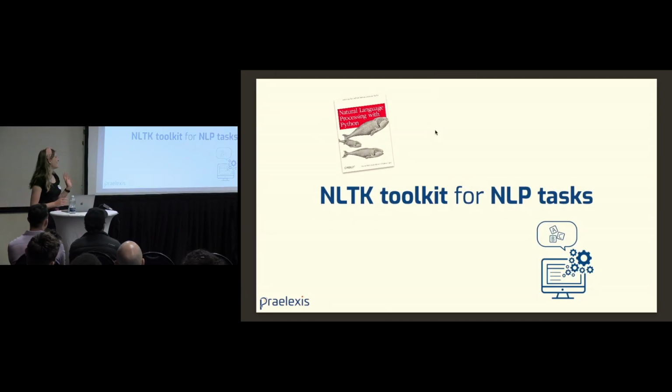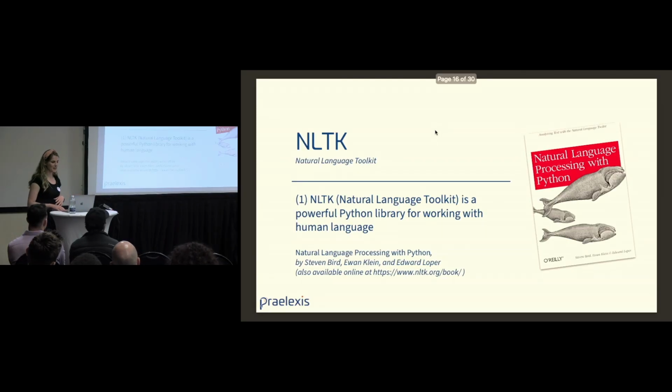So this is where the NLTK toolkit comes in specifically for NLP tasks. So the NLTK toolkit is the Natural Language Toolkit. It's a very powerful Python library, particularly when you want to work with human language. There's a book available just on natural language processing with Python, and it also actually highlights a lot of functionality within the NLTK library if you want to have a look. If you're not interested in buying the book, there's also an online version of it available. There's less information in it, but you can still find a lot there as well to utilize.